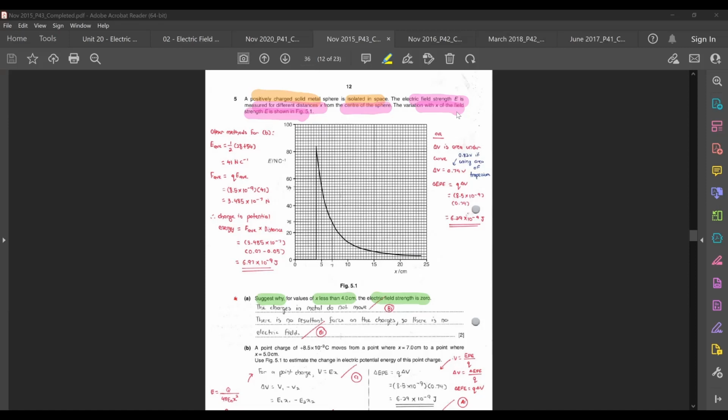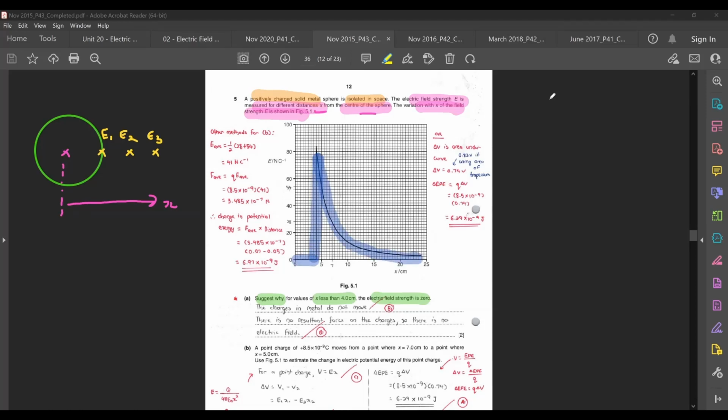Before I go through the answer, let me just draw something here. You have a sphere whose radius is 4 centimeter. Did they say that? No, they didn't say the radius is 4 centimeter. They just mentioned that your distance x is measured from the center of the sphere. If this is the center of your sphere, you measure x from the center. Here, they are interested in the variation of your electric field strength with distance, from E1 to E2 to E3. So the graph of field strength versus x that you have is this one here.